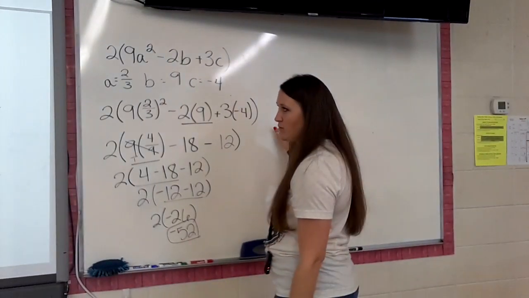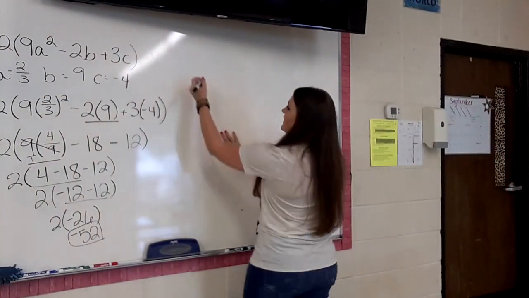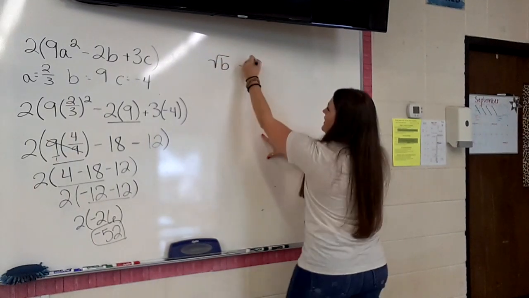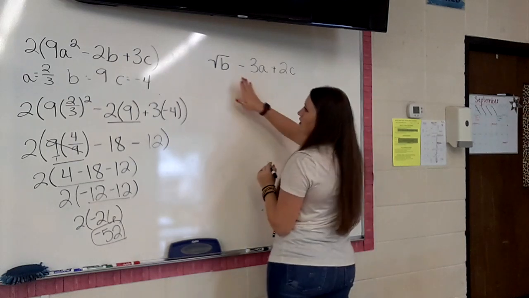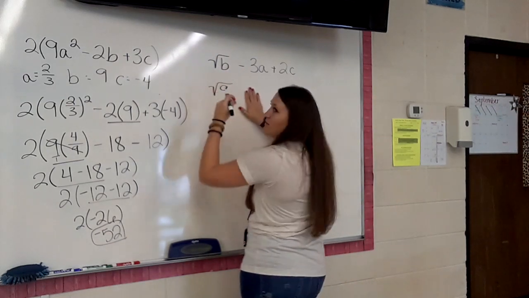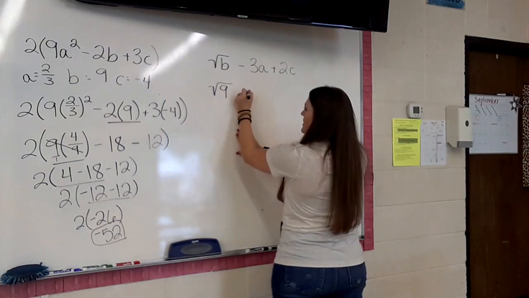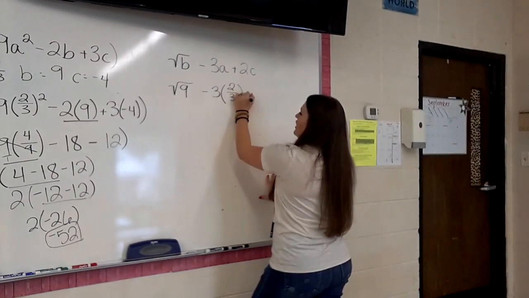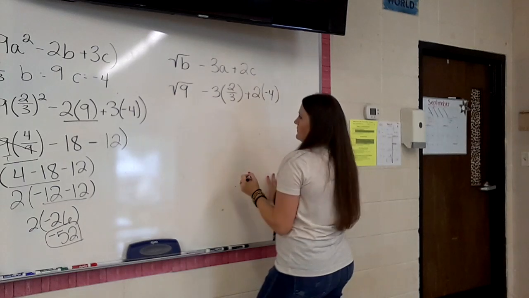So the next problem we're gonna do, and then I want you to try some problems on your own. We have the square root of b minus 3a plus 2c. Okay, so b is 9. So the first thing we do is rewrite it, plugging in your numbers. So I have square root of 9 minus 3 times 2 over 3 plus 2 times negative 4.